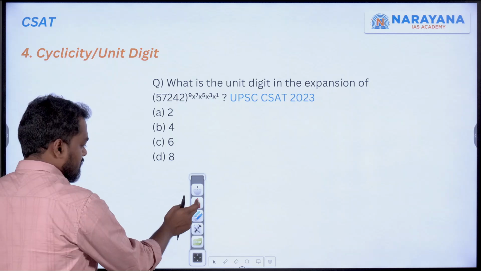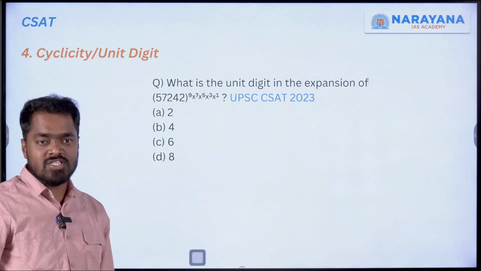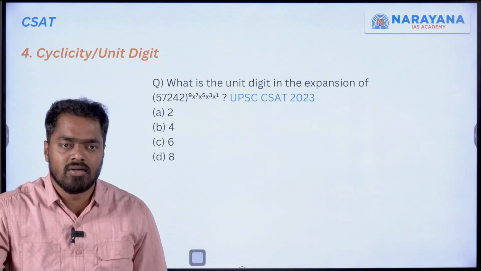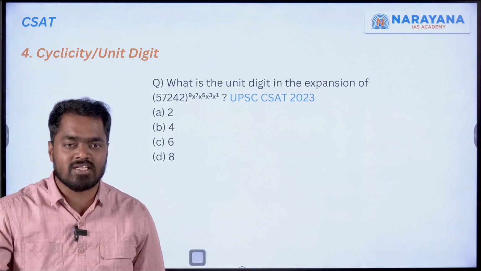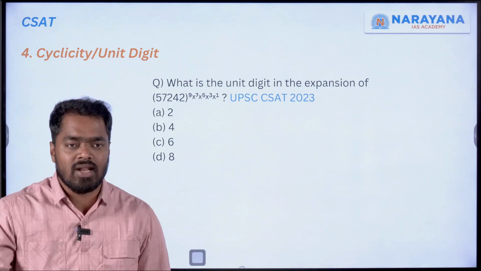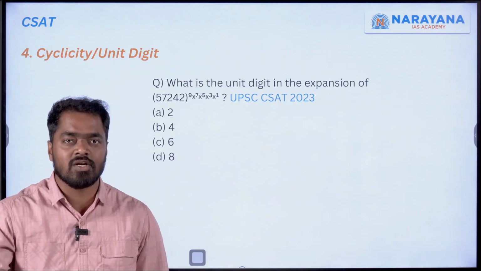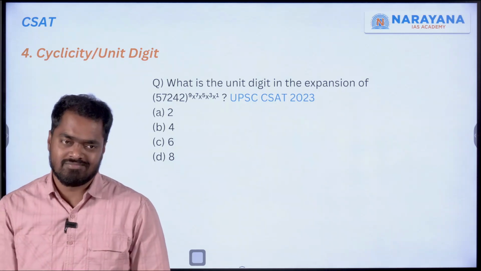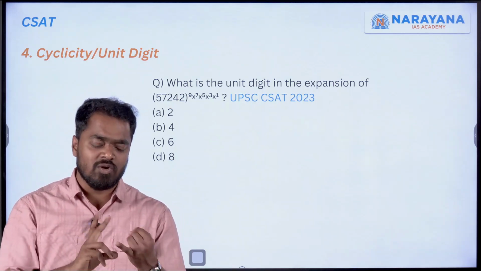Next question. This question was asked in the recent 2023 CSAT paper. What is the unit digit in the expansion of 57242 to the power 9 into 7 into 5 into 3 into 1? So this is just to confuse you. Very simple concept. You have three rules.